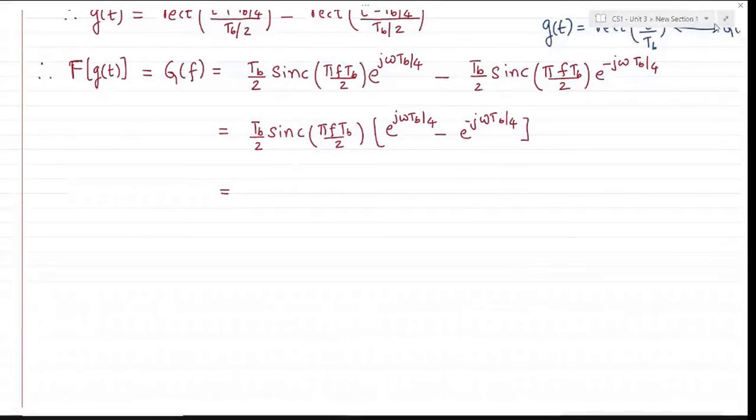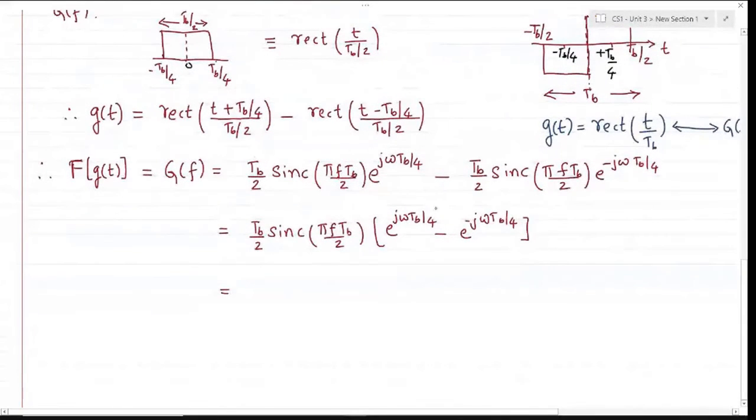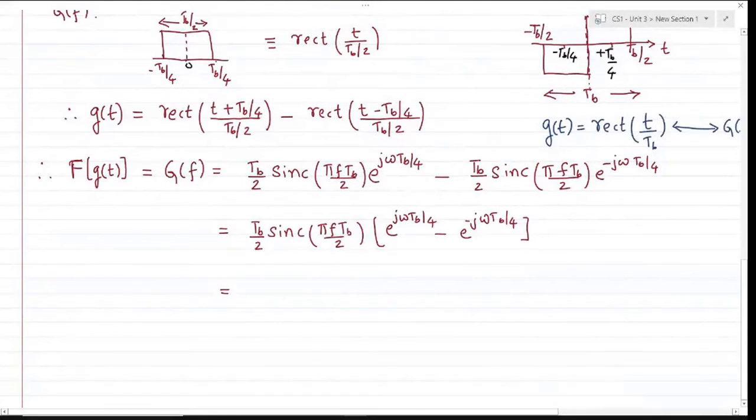Since it's a combination of opposite rectangular pulses, I had written it as positive. Now since it's a combination of opposite amplitudes of this rectangular pulse itself, I have just modified this addition of the two rectangular pulses into the difference of those.